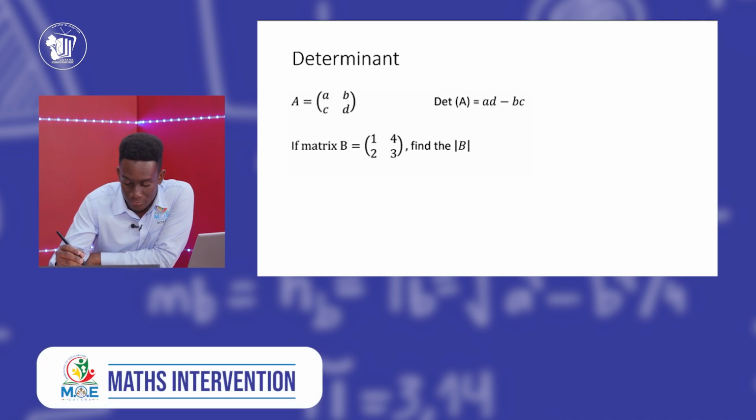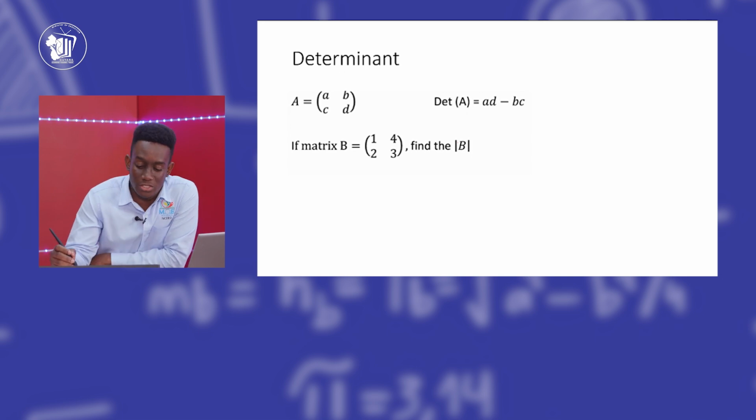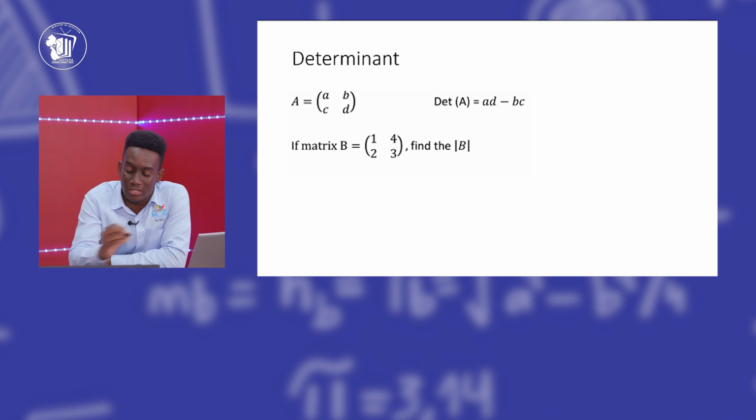So this is the symbol that you use for determinant. Sometimes they may even give it to you like this, with the letter and the number inside, or with the capital letter with two strokes at the side. That also is telling you to find the determinant of that matrix. So if matrix B is equal to 1, 4, 2, and 3, find the determinant of B. They may also tell you to find the determinant of B like this. So let's go.